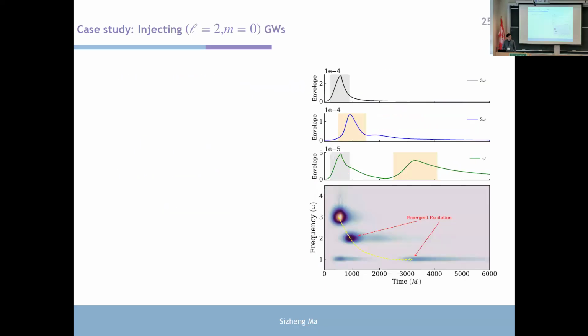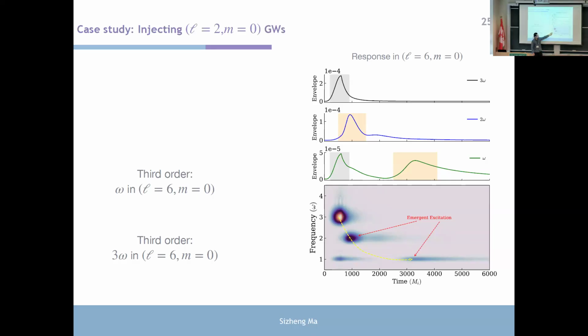To better see this, we can look at this time frequency plot. And again, let's focus on the response in the 6-0 harmonic. At the very beginning, we have the excitation. We have two third-order modes excited, so we have omega and 3 omega. And after some time, this 2 omega is excited, and then it's saturated and goes away. And then after a while, this omega undergoes a similar dynamics.